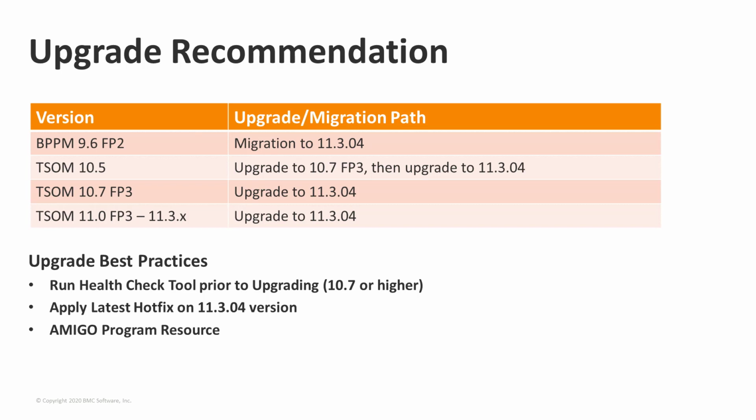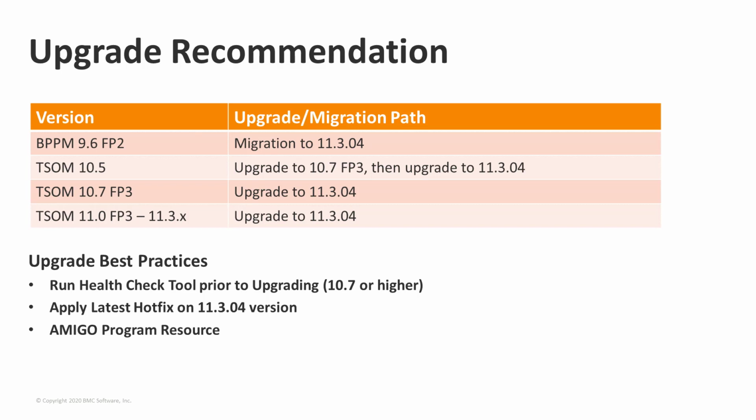If you are on 10.0 or 10.5 versions, then you would need to first come to 10.7 version, then install Fixpack 3. From 10.7 FP3 version, it can then be upgraded to 11.3.04 directly. For 10.7 version, you need to be first on 10.7 FP3 and then you can upgrade to 11.3.04 version. For 11.0 version, you need to be first on 11.0 FP3 and then you can upgrade directly to 11.3.04 version. For 11.3.x, it can be directly upgraded to 11.3.04 version.